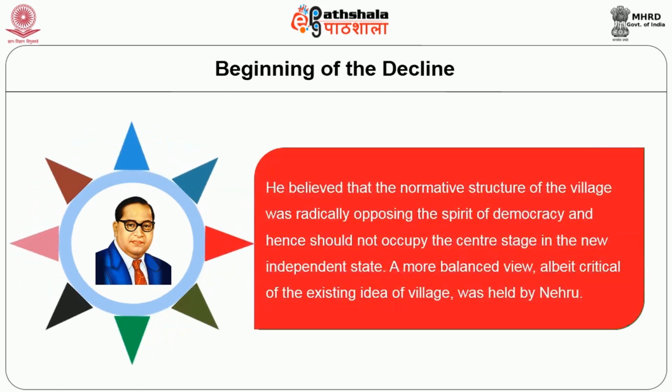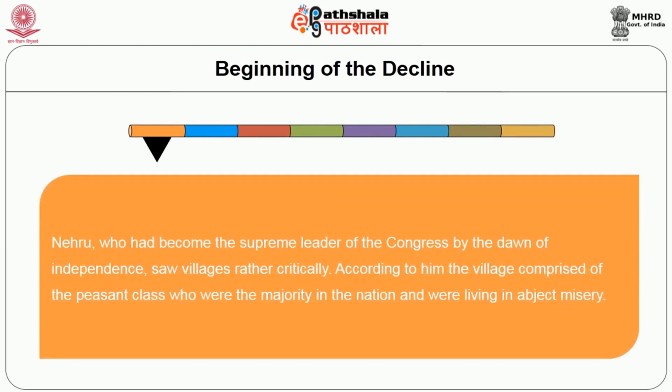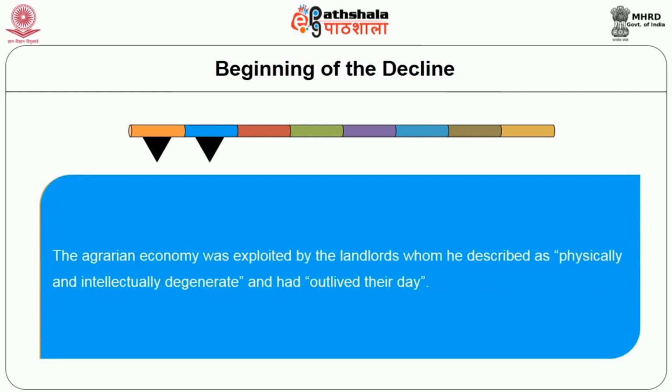He believed that the normative structure of the village was radically opposing the spirit of democracy and hence should not occupy the center stage in the new independent state. A more balanced view, albeit critical of the existing idea of village, was held by Nehru. Nehru, who had become the supreme leader of the Congress by the dawn of independence, saw the village rather critically. According to him, the village comprised a peasant class who were the majority in the nation and were living in abject misery. The agrarian economy was exploited by the landlords, whom he described as physically and intellectually degenerate and had outlived their day.